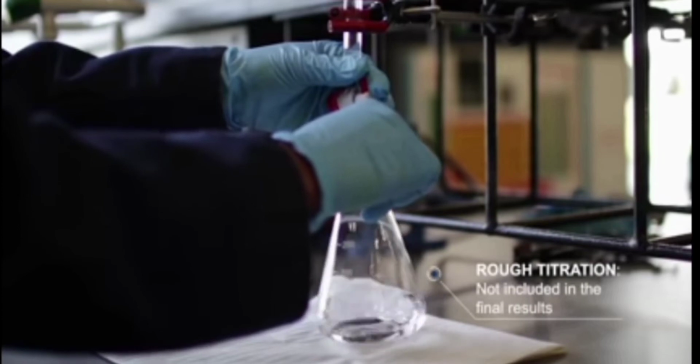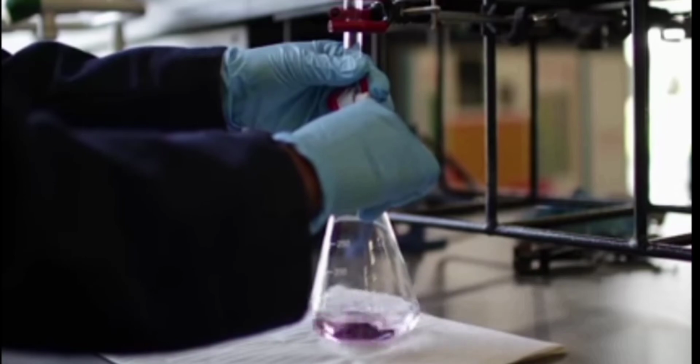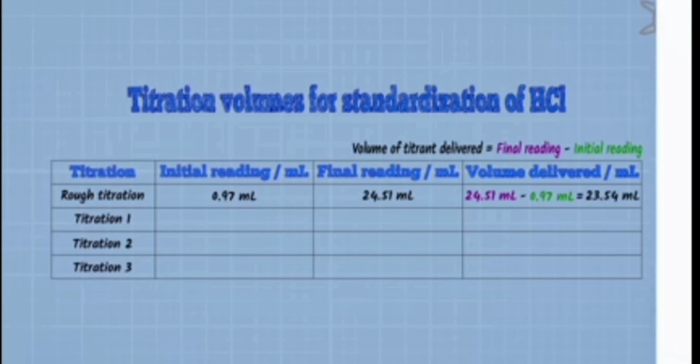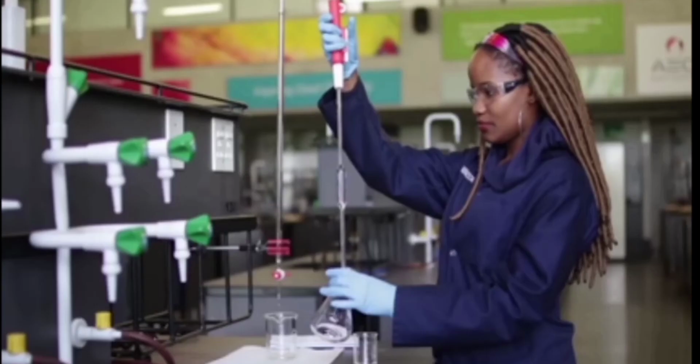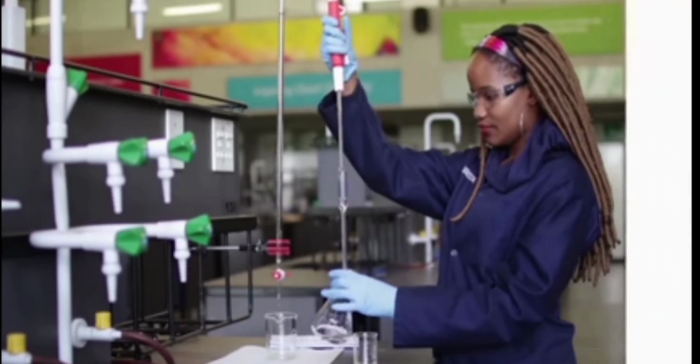This is known as a rough titration, and it is not included in your final result as it is not accurate. However, you still need to record the final volume reading from the burette. The volume of solution delivered is determined by subtracting the initial reading from the final reading. The burette will then be refilled, initial readings recorded, and the solution in the conical flask prepared for the next titration.